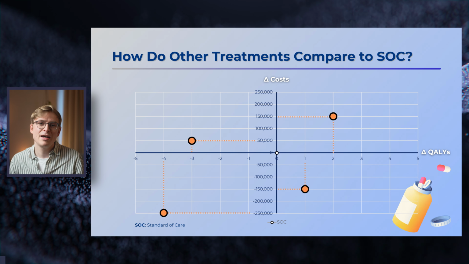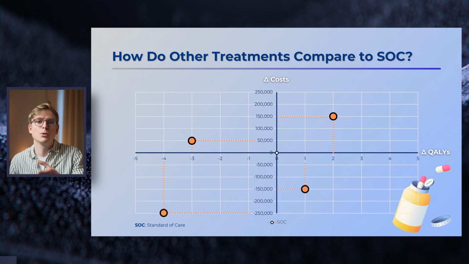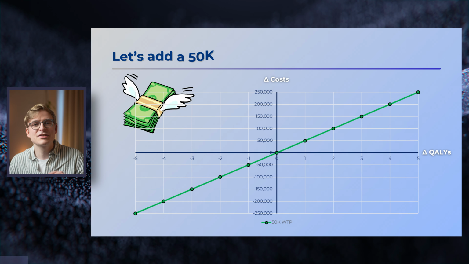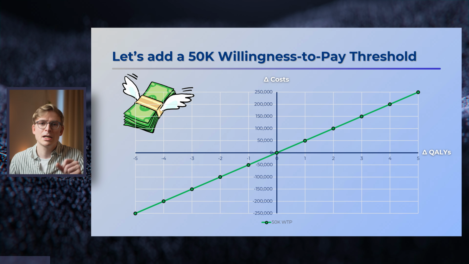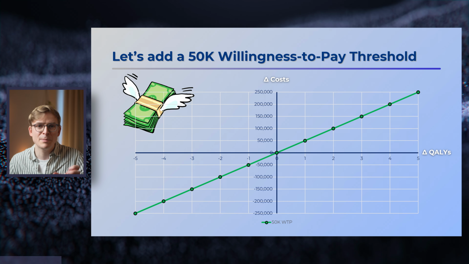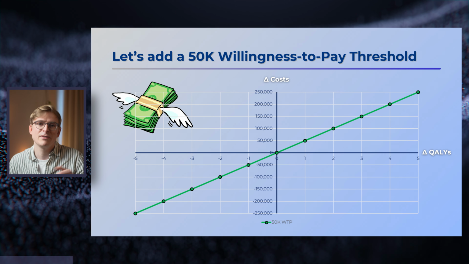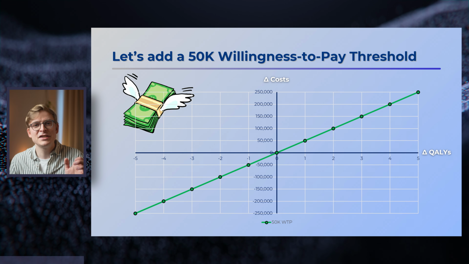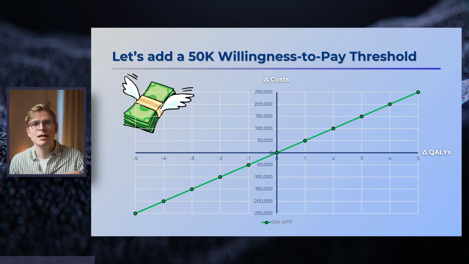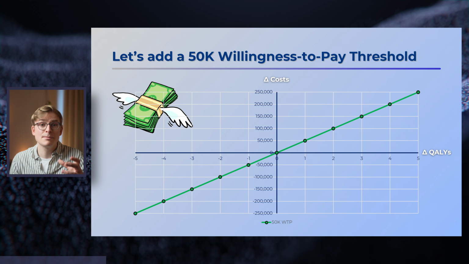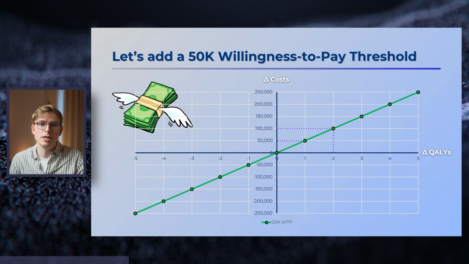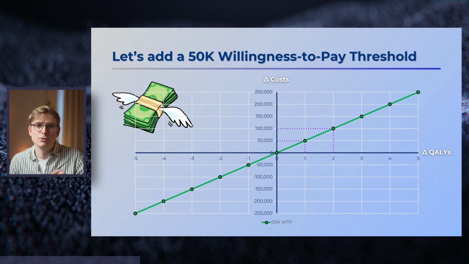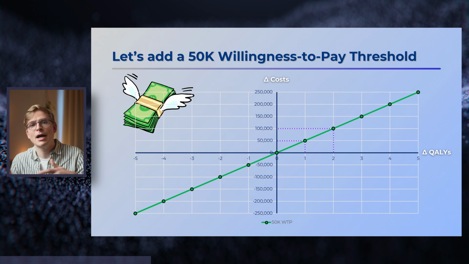To get to the bottom of that, let's add a £50,000 willingness to pay threshold. The willingness to pay threshold is nothing more than a line that tells us how much money we're willing to spend per unit of health benefit, in this case measured via QALYs. In that sense, a 50k willingness to pay threshold means that we're okay to spend a maximum of £50,000 to generate 1 additional QALY or £100,000 to generate 2 additional QALYs and so forth.